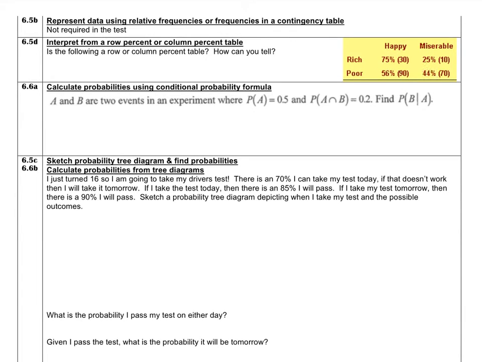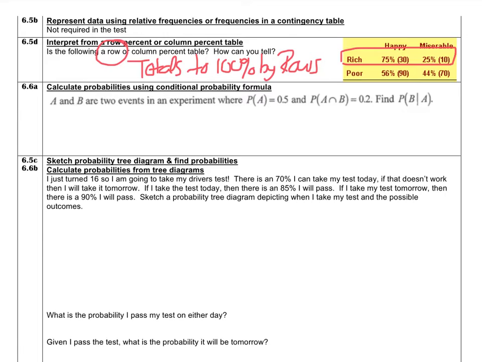75 and 25 is 100, 56 and 44 is 100. So again, it's a row percent table because it totals to 100 by the rows. That is how we know it's a row percent table.